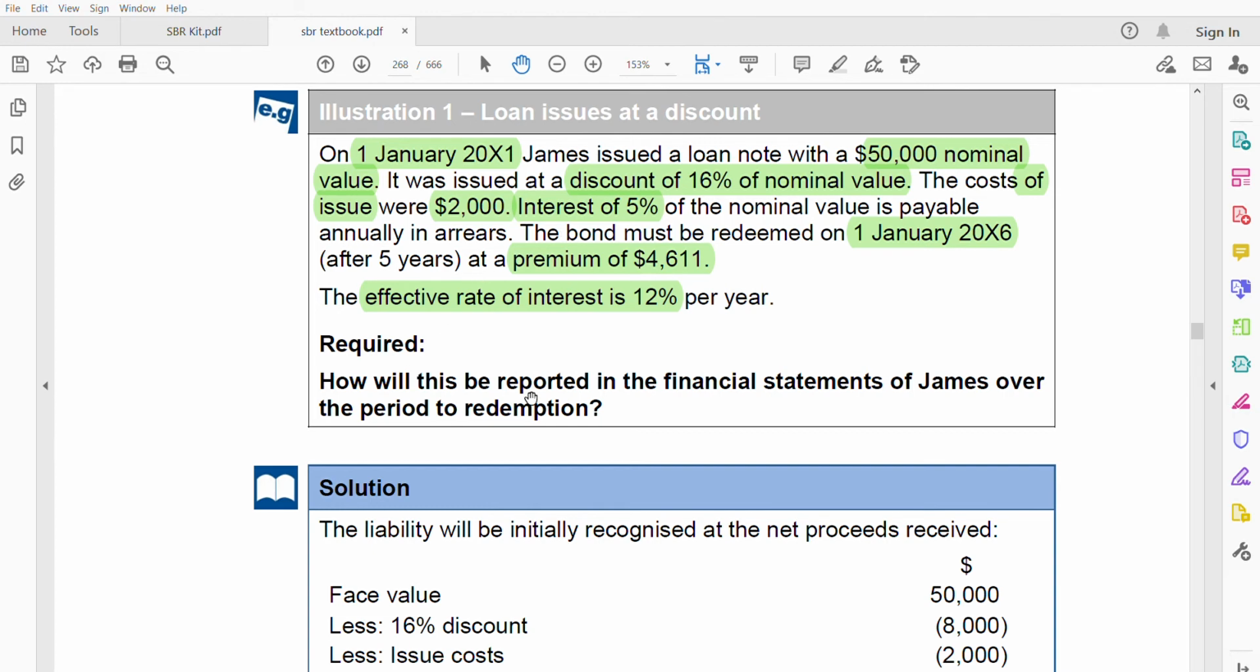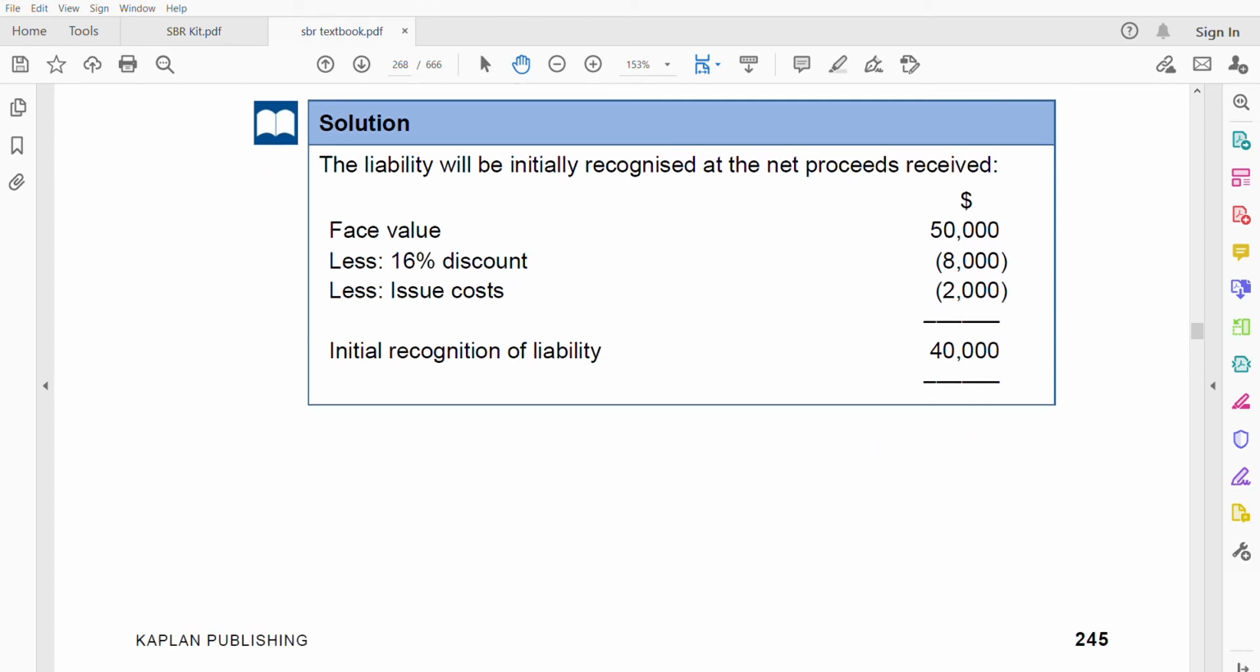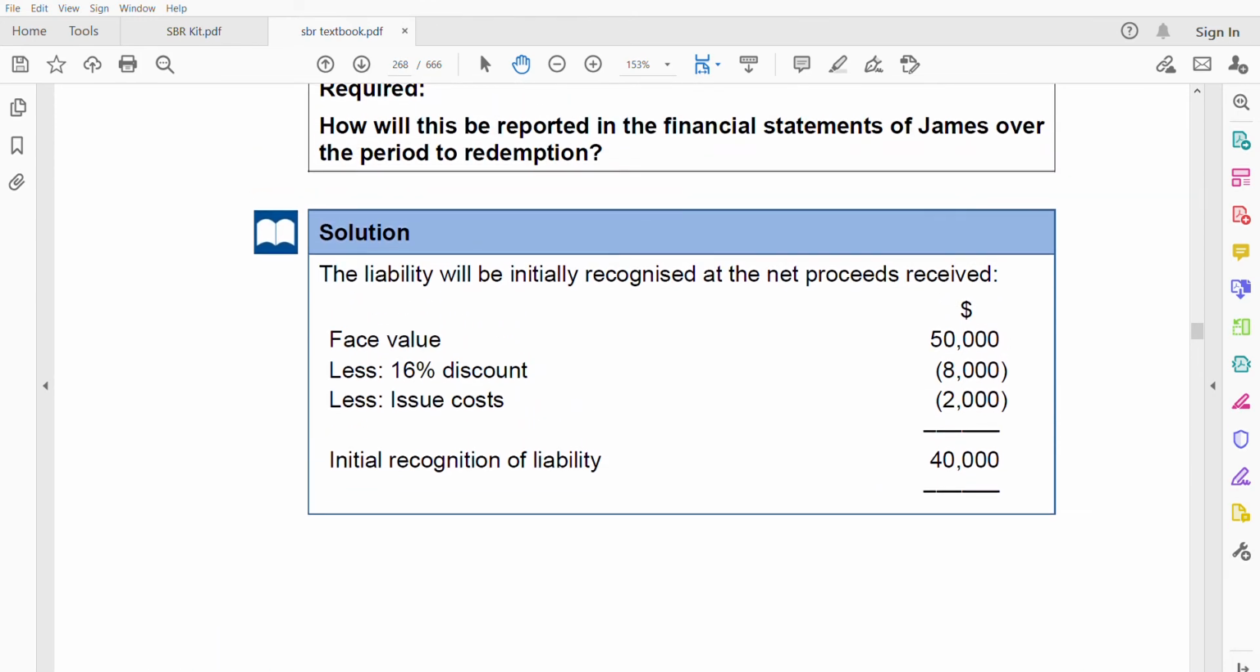How will this be reported in the financial statements of James over the period to redemption? Over the period till redemption. That means for the 5 years they are asking you. In short. Now let us see the solutions. How do you start? To start, you have to calculate the initial value of the liability. Your starting point is always the initial recognition of the liability. You should know how to calculate this.